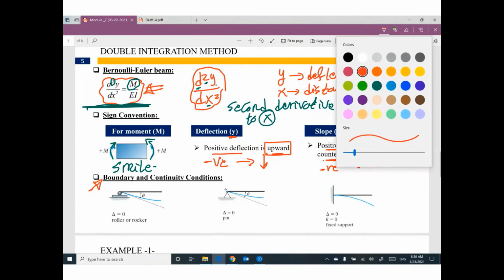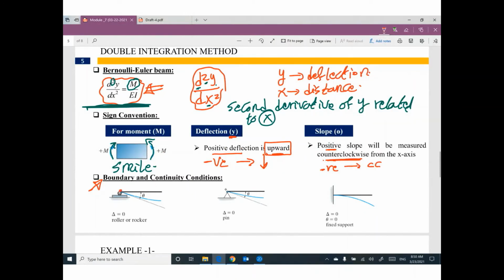Boundary condition means if you have a support, roller or hinge, y or deflection at this support will be 0. That makes sense? Do you know why?